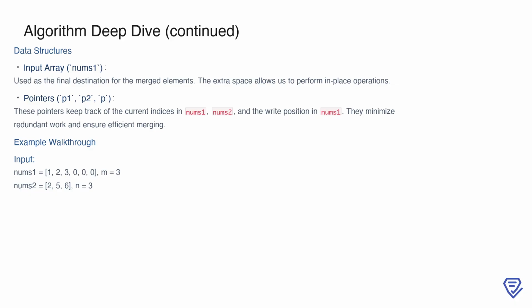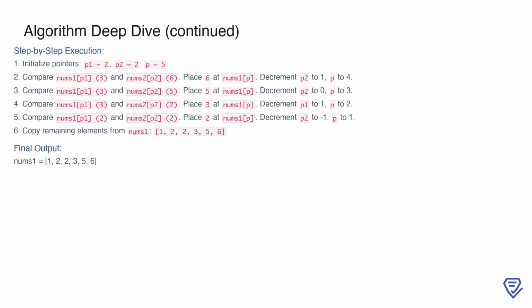To illustrate the process, consider an example where nums1 equals [1, 2, 3, 0, 0, 0], with m equals 3, and nums2 equals [2, 5, 6], with n equals 3. This setup provides an opportunity to see how the pointers interact and how elements are merged step by step. Let's walk through the example step by step.